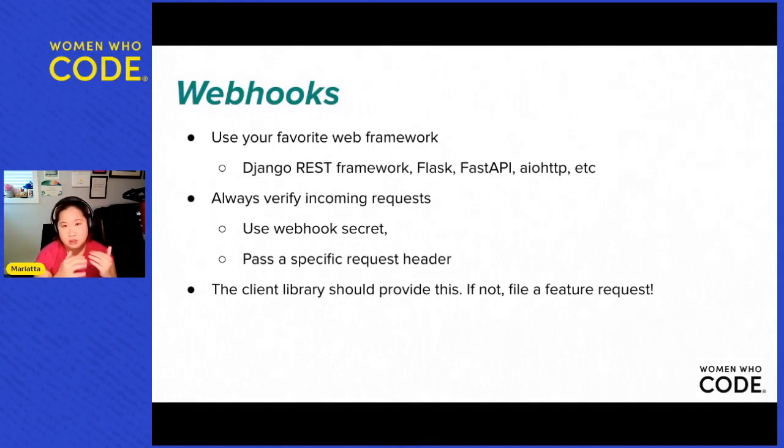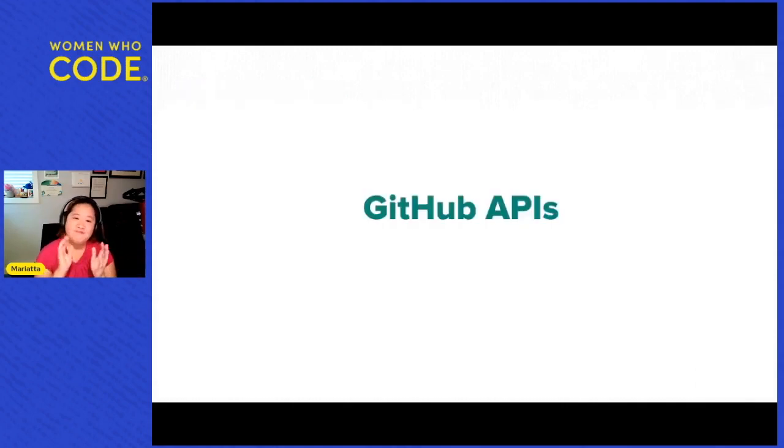This is usually set up when you set up the webhook with the third-party service. It will be set up at the same time, and usually the client library you use should have this kind of functionality to verify the webhook request. So if it doesn't, you may need to file a feature request or maybe write your own.